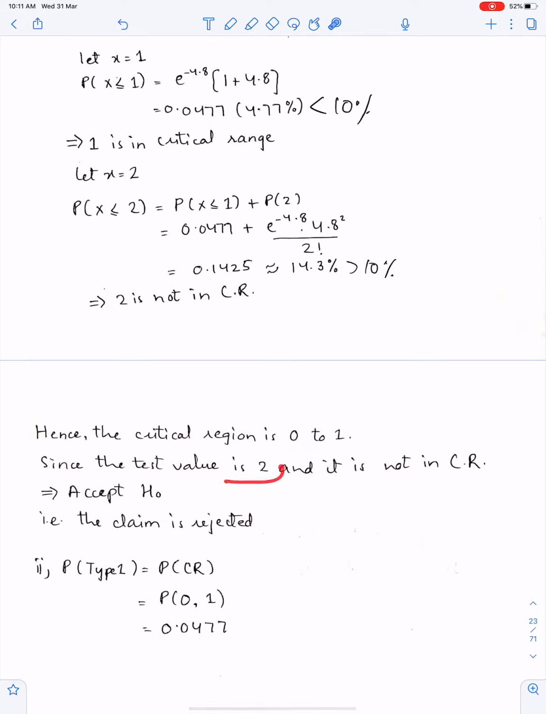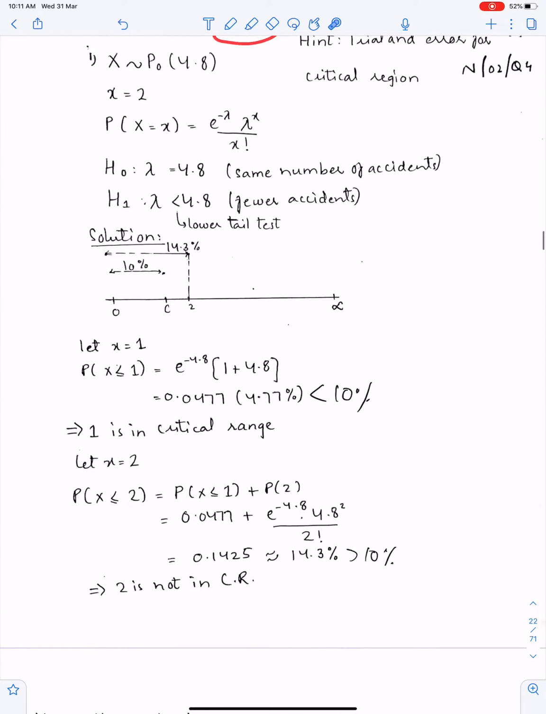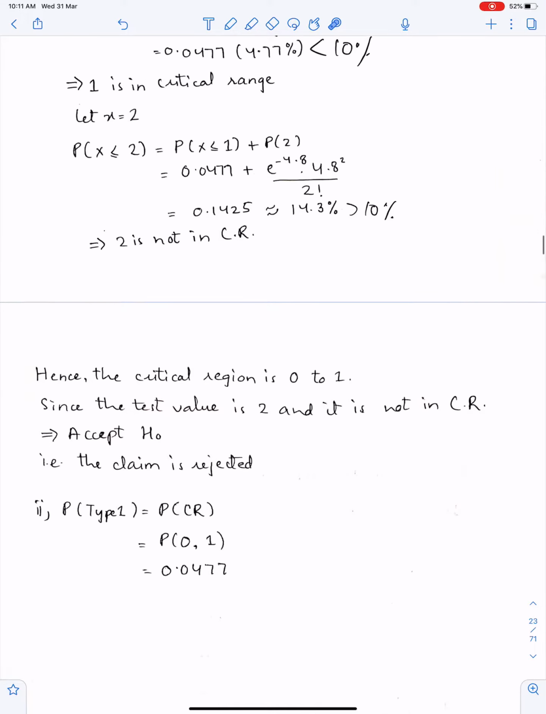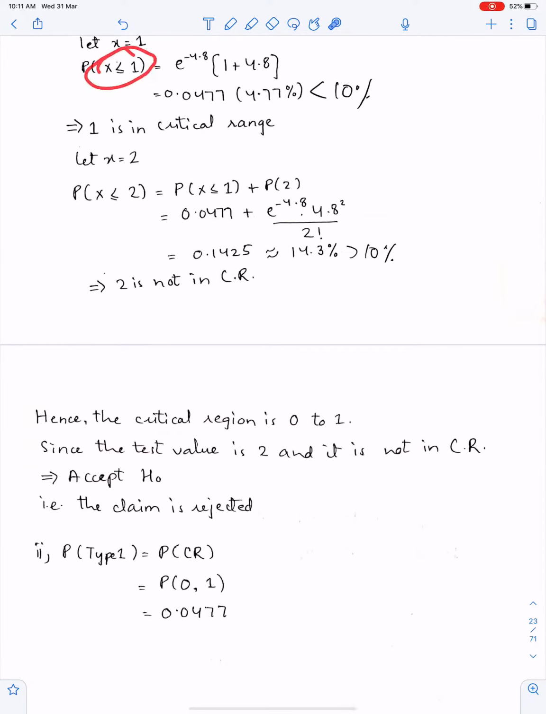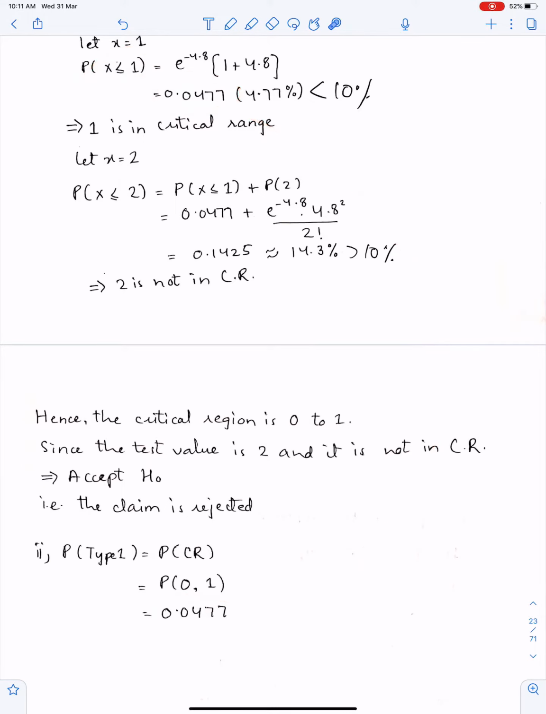Since the test value is 2 and it is not in critical region, so accept H0, that means reject the claim. Type 1 error. This is the probability of critical region. And critical region is 0 and 1. So the probability of x less than or equal to 1 or critical region is this. So this is the probability of type 1 error.